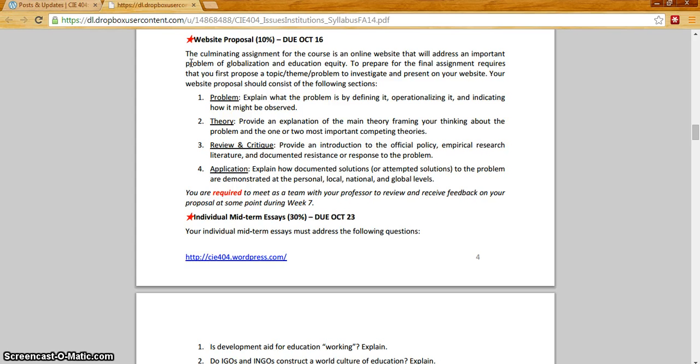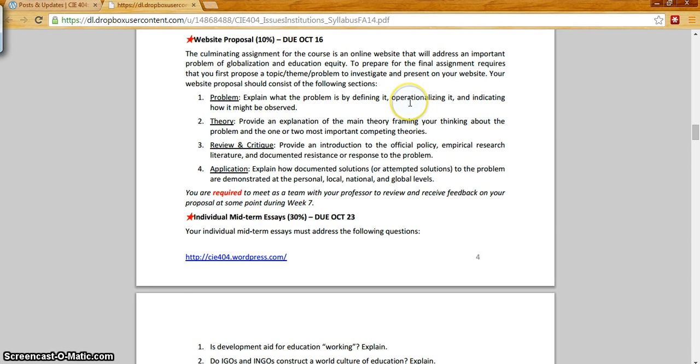So I'd like for you to put together a website proposal. It should consist of these 4 sections. First, the problem section. I'd like you to explain what the problem is that your website is going to address. And I'd like you to do that by defining it, by operationalizing it, and by indicating how it might be observed.